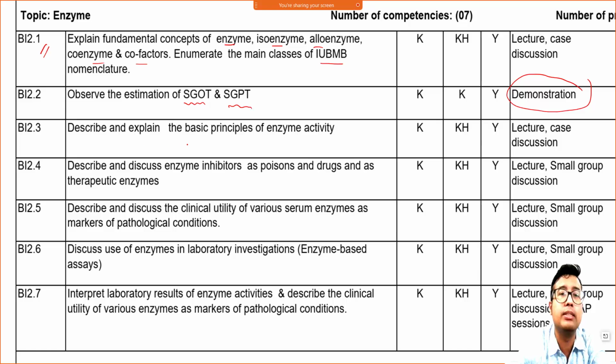Describe and explain principles of enzyme activity. Over here you get the regulation of enzyme activity. Describe and discuss enzyme inhibitors. Then diagnostic isoenzymes, see clinical utility of various enzymes, and discuss the uses of enzymes in laboratory investigation. And lastly, interpret laboratory results. We will be giving you flashcards which will contain the patient parameters, and based on that you need to analyze your results. All of them are now a part of the syllabus.